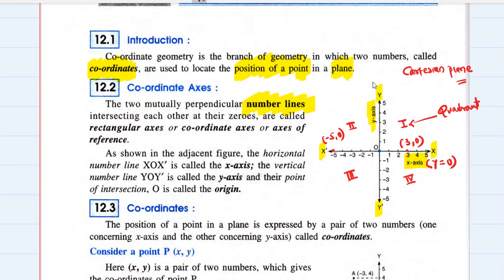Similarly, the name of y-axis is x is equal to 0, because any point which is located on the y-axis has its x coordinate 0. For example, the coordinate of this point is 0, 2. So x coordinate is 0, y coordinate is 2. This point is 0, -3. Again, you see that the points which are located on the y-axis have their x coordinate as 0. Hence, the other name for y-axis is x is equal to 0. All right. Great. So this is very, very basic.